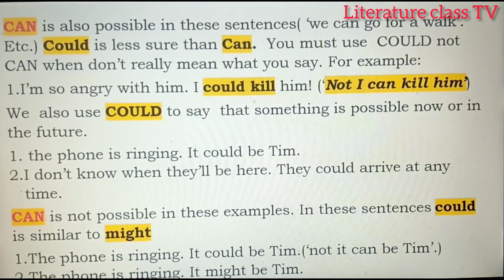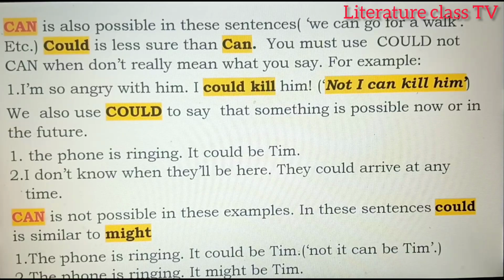The phone is ringing. It could be Tim. We use could to say that something is possible now. It could be Tim or another person.